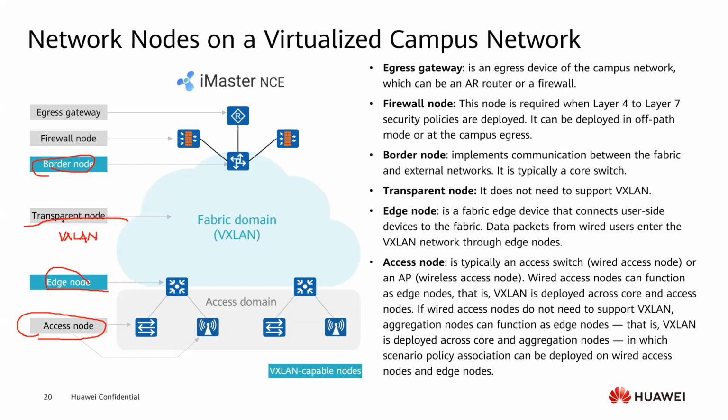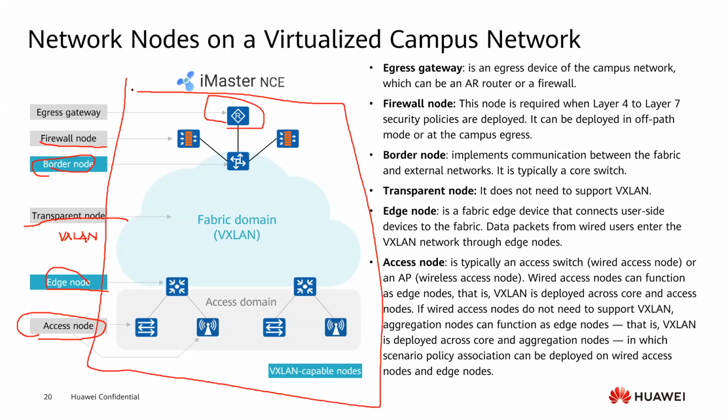It just uses a normal old version switch, which is enough. And if you want to do some security control, you can deploy some firewall. So this is a firewall node, and the node connects to the external of our campus network. This is our campus network. We will call it the egress gateway. So here this part is the egress zone, and this part is our internet zone.